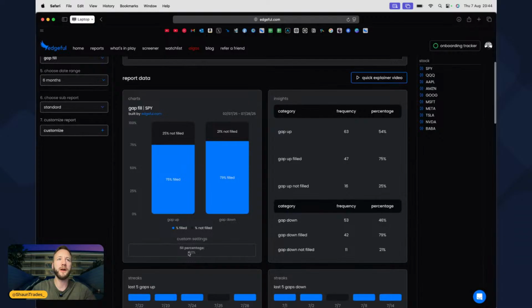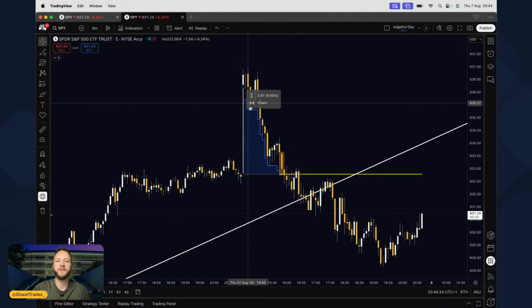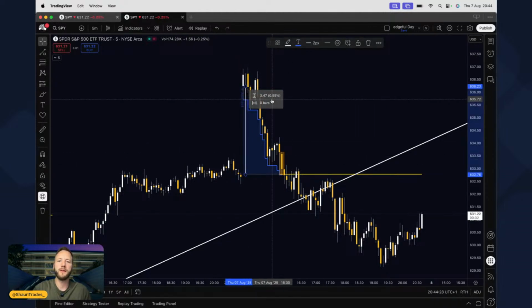We're looking for gaps that are 50%. Are they filled? And you can see a gap up, 75% of them are filled, which is just incredible. Straight off the bat, you know that 75% of the time in the last 6 months, this gap that we've had of 0.5 has filled. It's just incredible that they just know that. Well, the data's worked that one out.